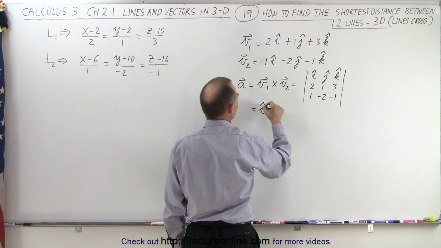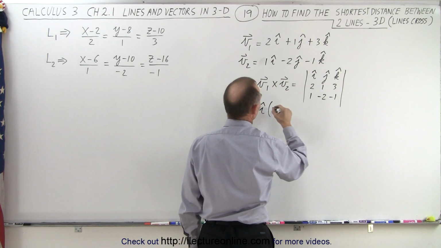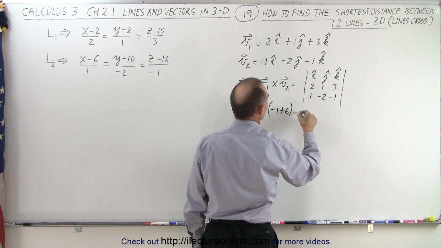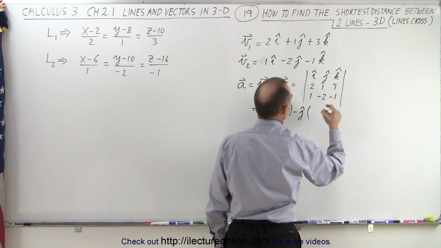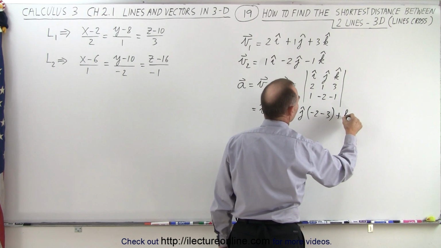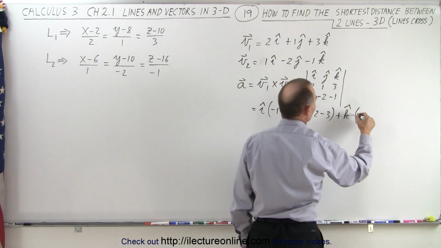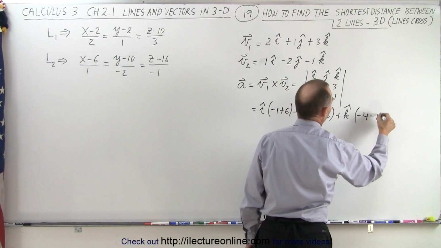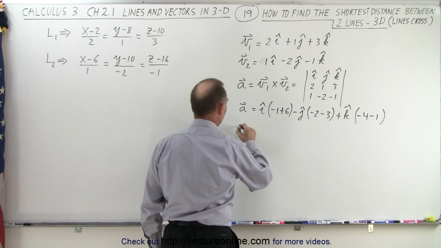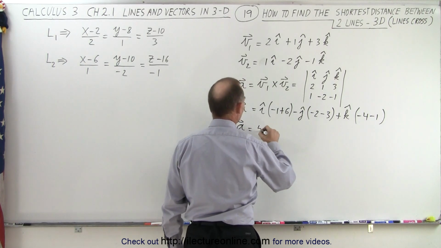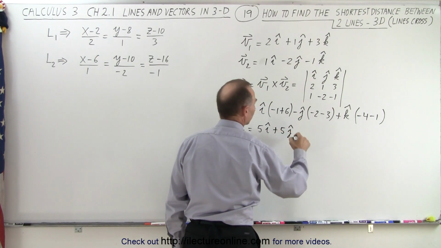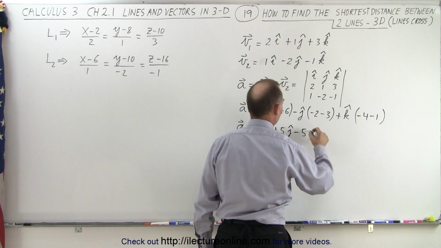So this is equal to i times 1 times negative 1, that's negative 1, minus negative 2 times 3, that's a plus 6, minus j times 2 times negative 1, that's negative 2, minus 1 times 3, and then plus k, and we have 2 times the negative 2, which is negative 4, minus 1 times 1. All right, so simplifying that, we have our A vector. We get the A vector is equal to 5 in the i direction, minus 5 times a minus, that's plus 5 in the j direction, and minus 5 in the k direction.